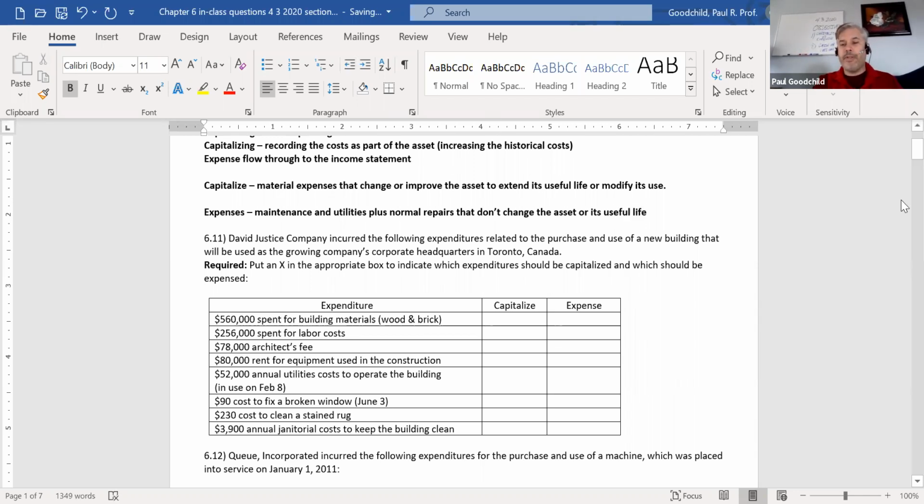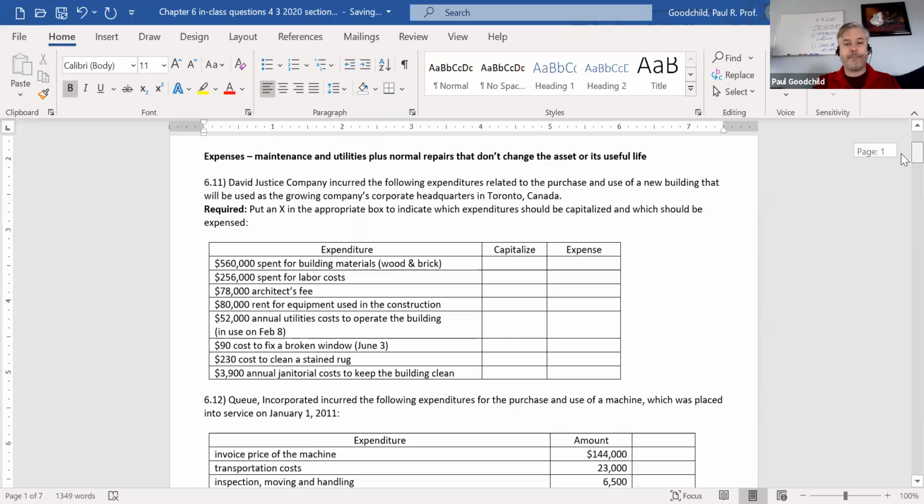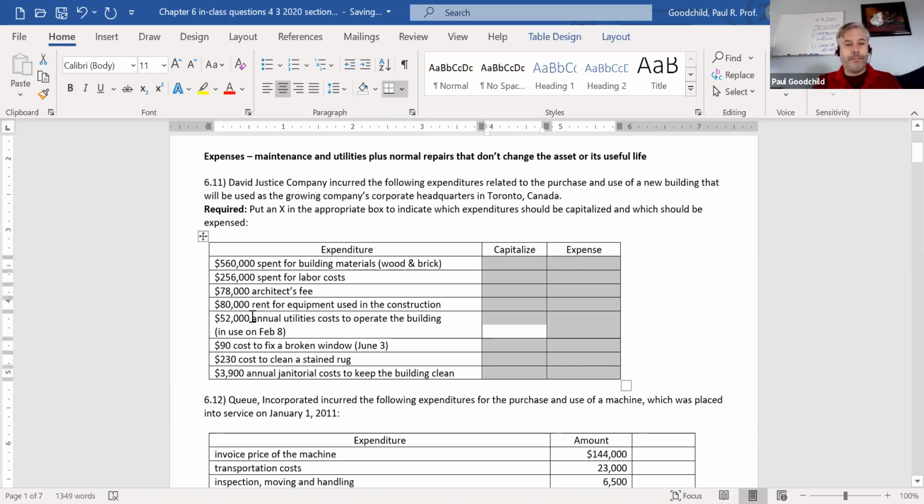So we have question 6-11, and we have these expenditures, and we have to decide whether we should capitalize or expense them. So take a minute to read over them.